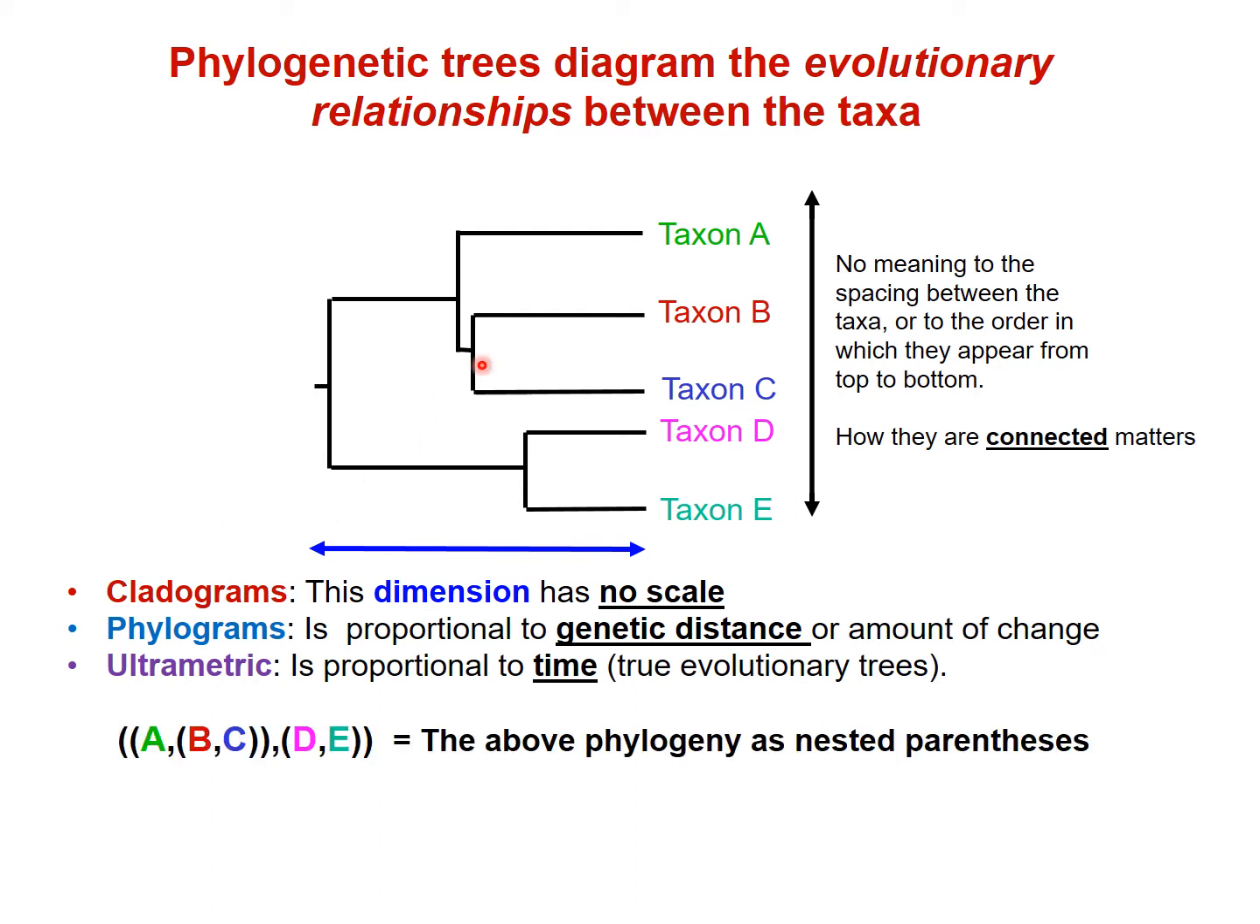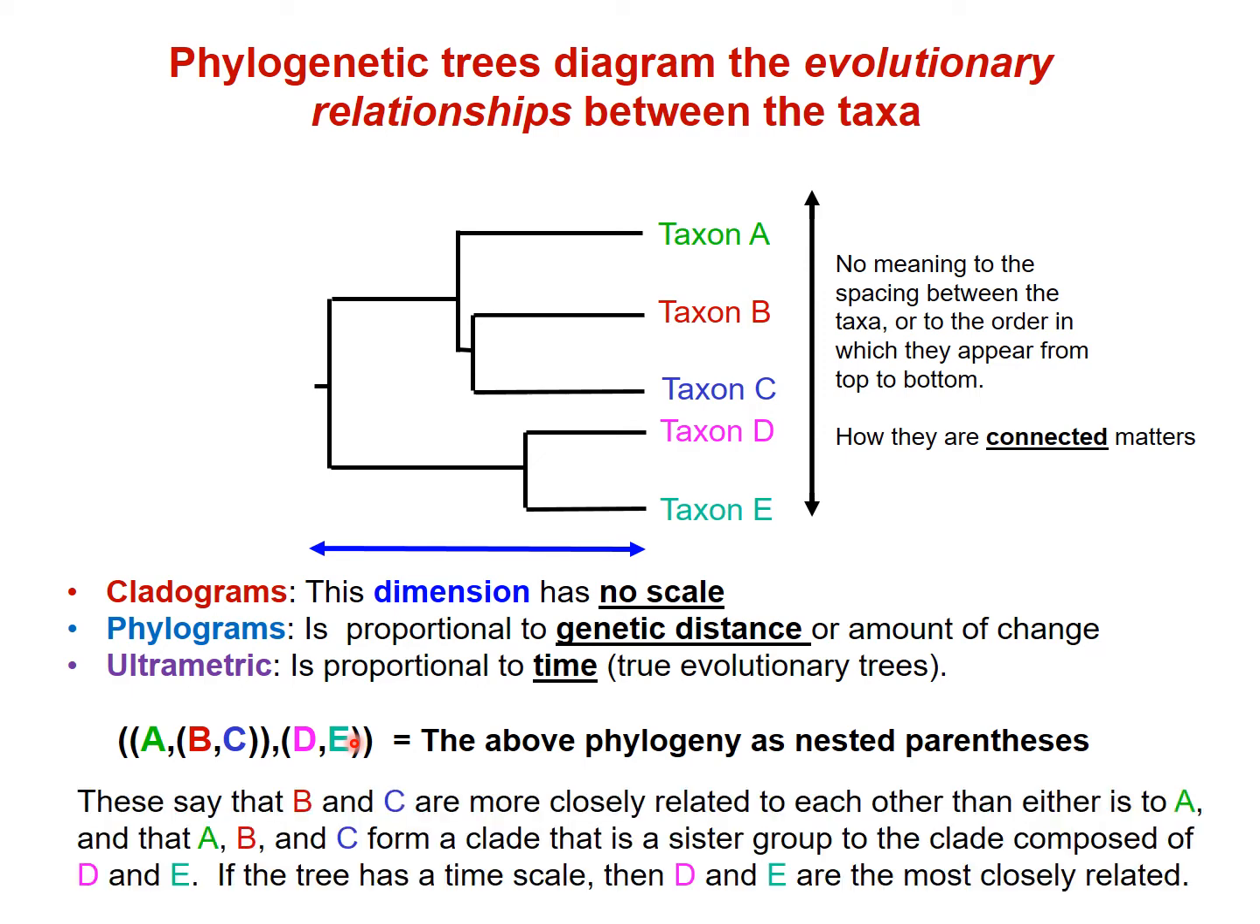So another way of looking at this is a tree is a set of nested parentheses. B and C are more closely related to each other, but yet these two are more closely related to A. So we have this configuration here. D and E are more closely related to each other, but they are still related to the other three. And so we just write these out in parenthesis form. And this explains what I just said.